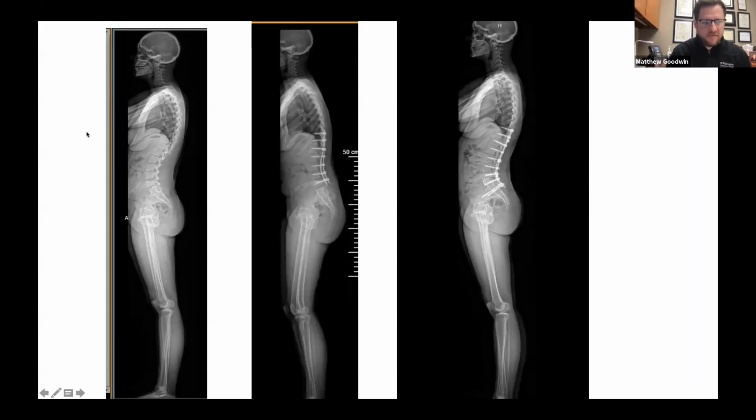Love to hear if anyone else would have a different approach. I don't know if anyone would go to the pelvis to start. That might have been the thing to do here, but would love to hear any thoughts.